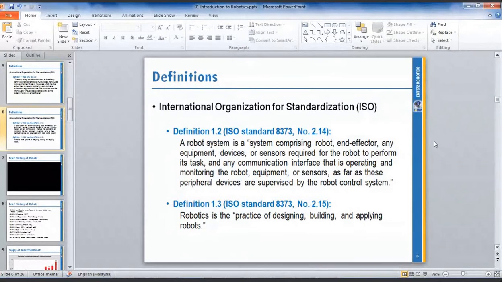Then definition number 2: a robot system is a system comprising a robot, any end effector, any equipment, device or sensor required for the robot to perform tasks, and any communication interface that is operating and monitoring the robot, equipment and sensor, as far as these peripheral devices are supervised by a robot control system. And third, robotics is the practice of designing, building and applying robots.